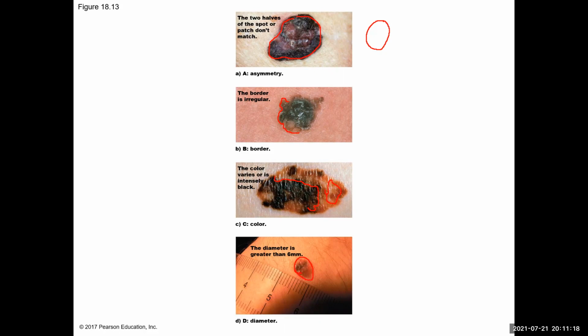But this one's large, and it also has varying coloration. A lot of times you'll see typical characteristics. So this one up here is dark, not symmetrical, has an irregular border, and it looks like it's pretty big in size. So that really sticks out, like, all right, we need to go get this tested.